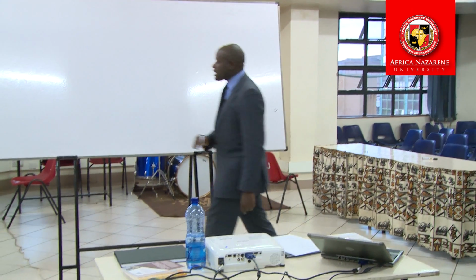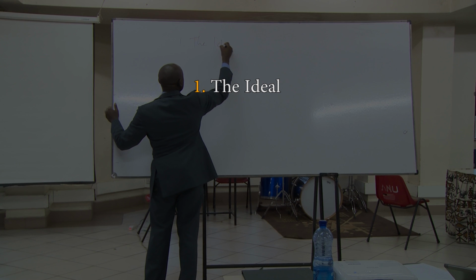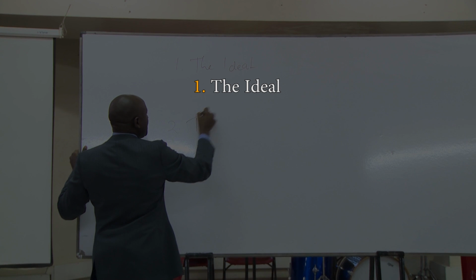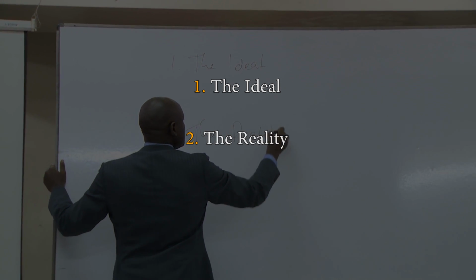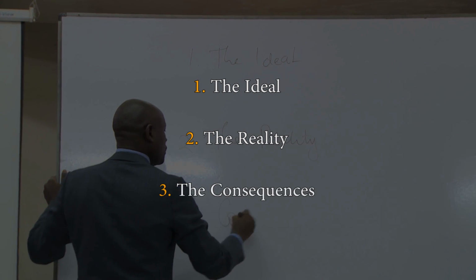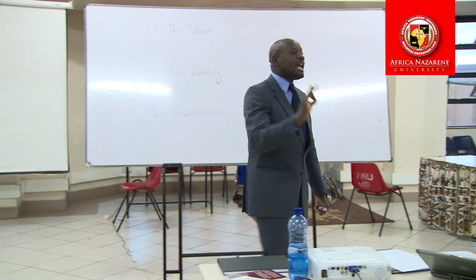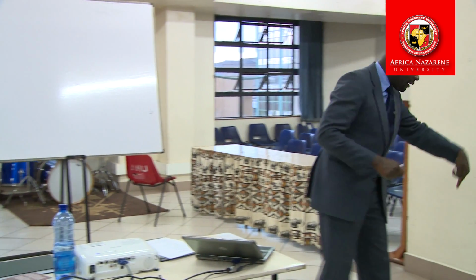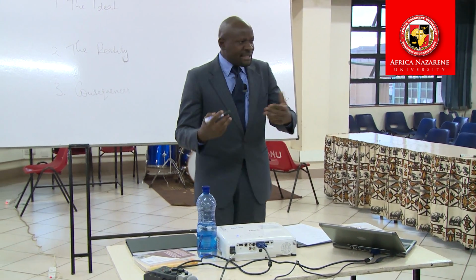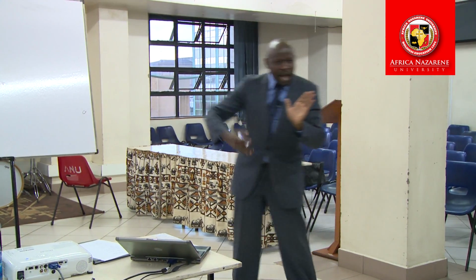Now, these 3 aspects are, number 1, the ideal. Number 2, the reality. And number 3, consequences. Those are the 3 aspects that will help you to know that there exists a problem here. What is ideal? Ideal includes how things should happen.